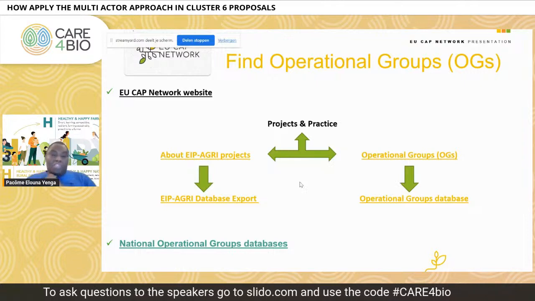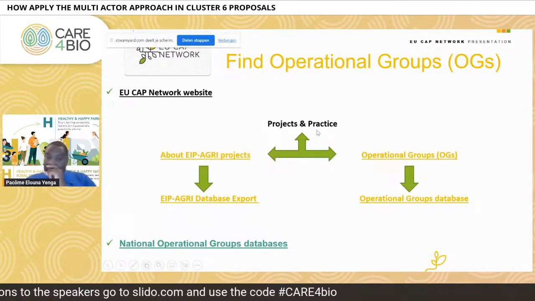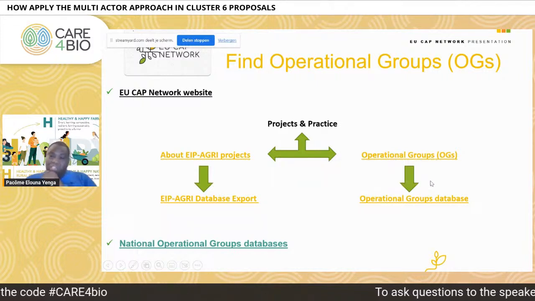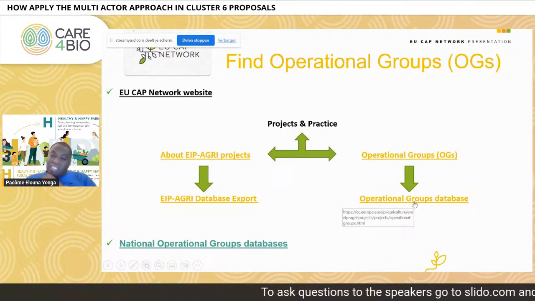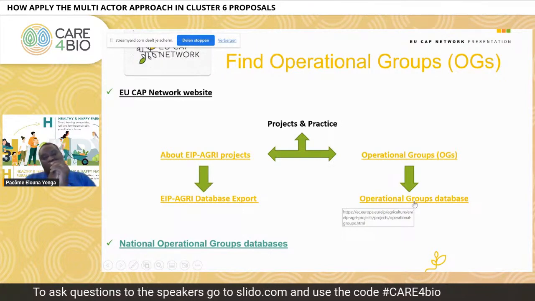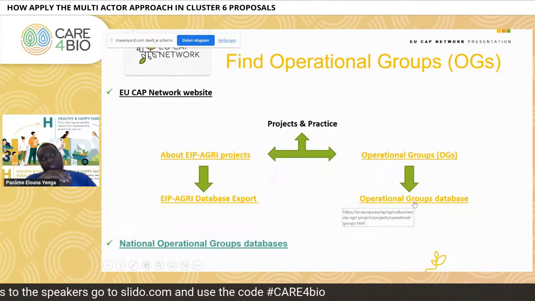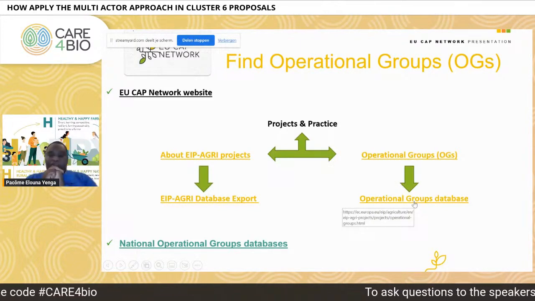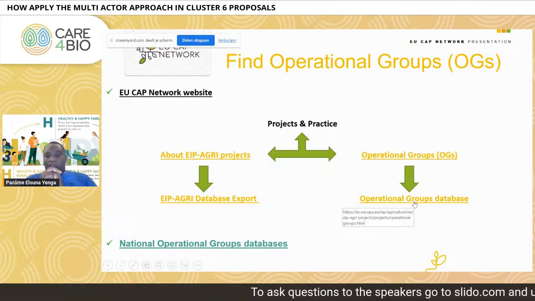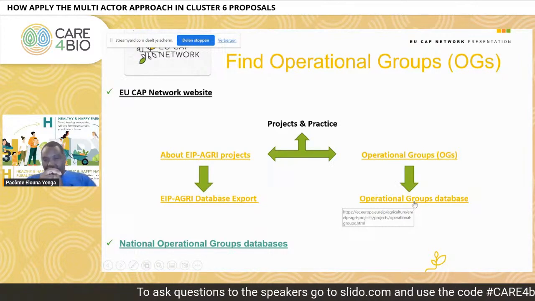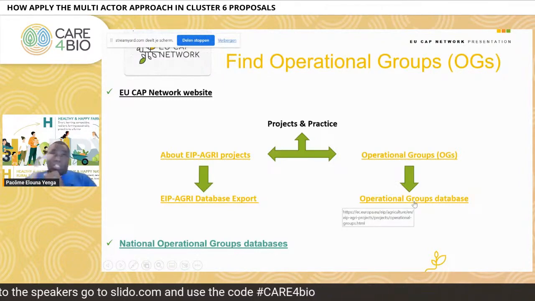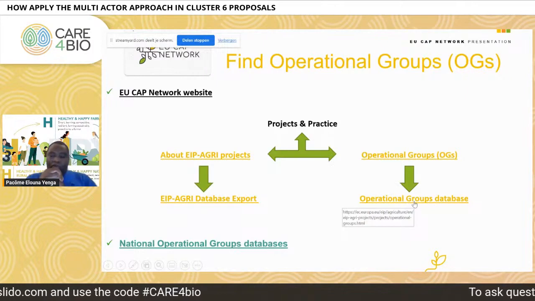And on the same page, on project and practice, if you click on operational groups, you then have a link that will direct you to the old operational group database on the old EIP Agri website. But there you cannot download anything. You will see the project, you will read, you will have the data, but if you want to contact someone, you have to do it manually.